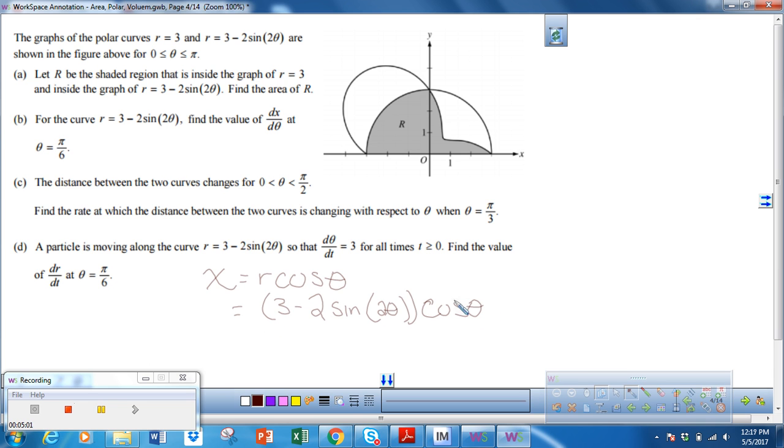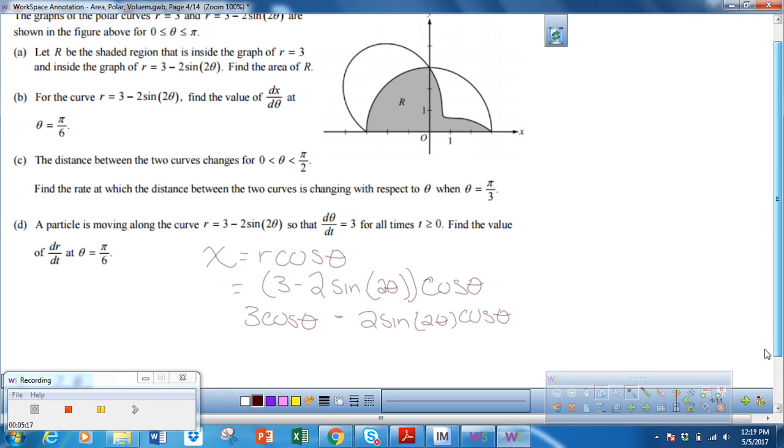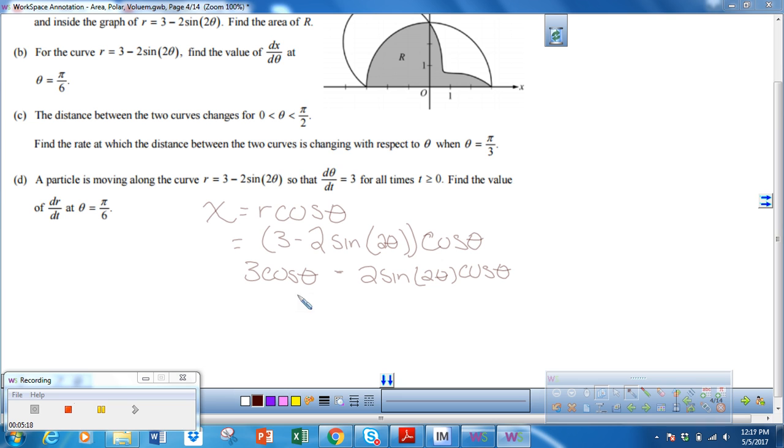And you can do this one of two ways. I would probably distribute and get 3 cosine theta minus 2 sine 2 theta cosine theta. And then I would use my calculator to take the derivative of this. So I go back to function mode and put all of these in as x and find the derivative at pi over 6. So where you got your point for this was simply writing this.